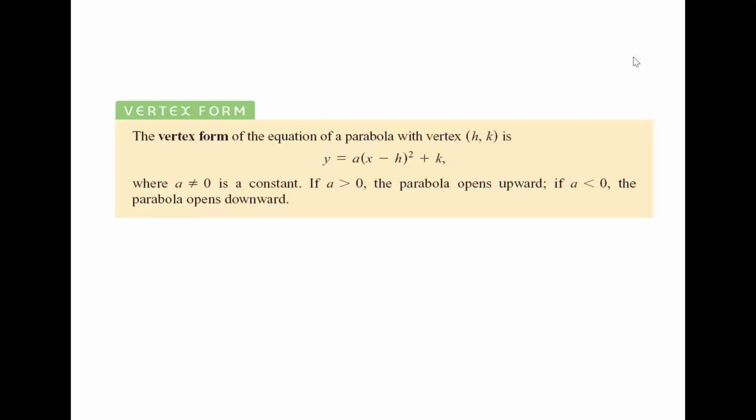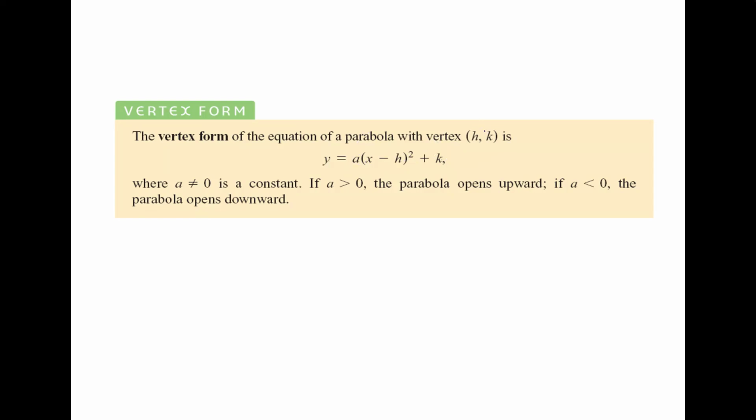All right, so the vertex form of the equation of a parabola with a vertex (h, k) is given by y equals a, because we need to know that a. Either a is going to be positive or negative, so it's either open up or down. Then (x minus h) quantity squared, plus k. Now remember, the h tells us it moves left or right, and the k tells us it moves up or down.